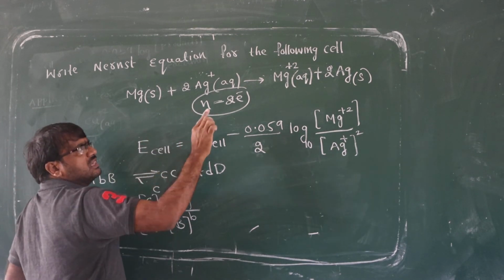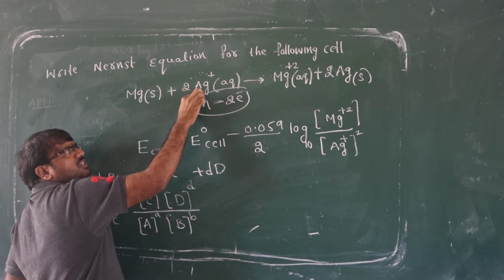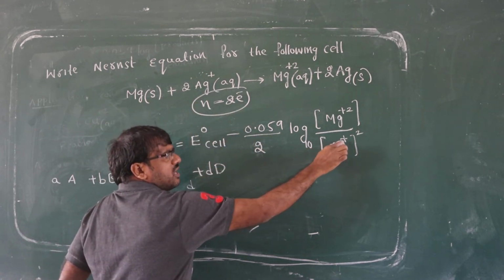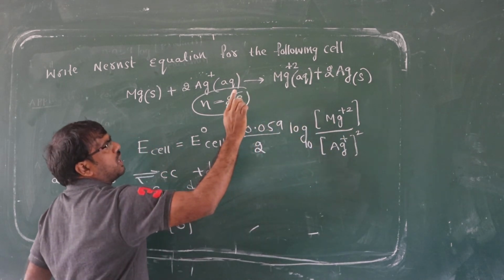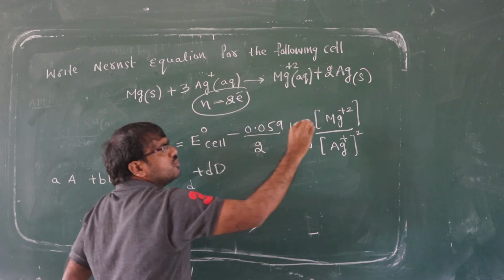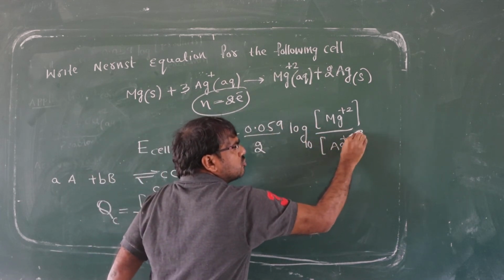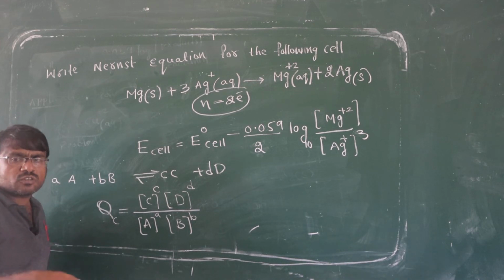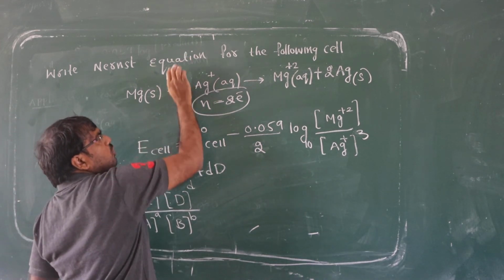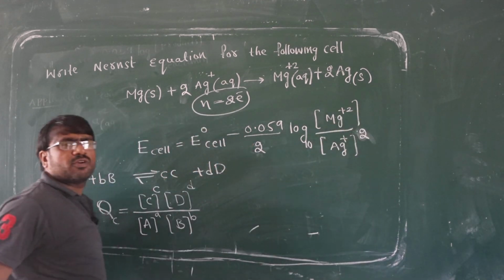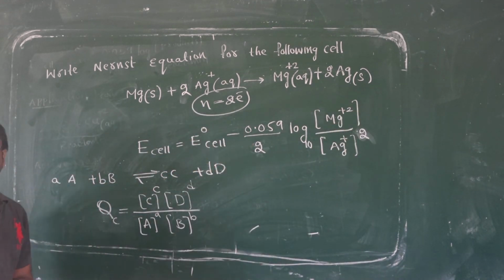Suppose in this equation in front of Ag plus there is a 2, that's why we take the concentration of Ag plus power 2. Suppose in the equation there is a 3, what should we use? We should use 3. If there is a 3, we have to use 3 only. So this is about the next equation for different types of cells.